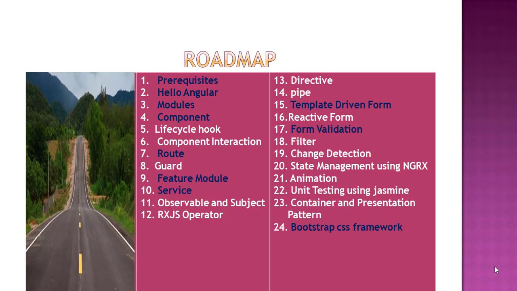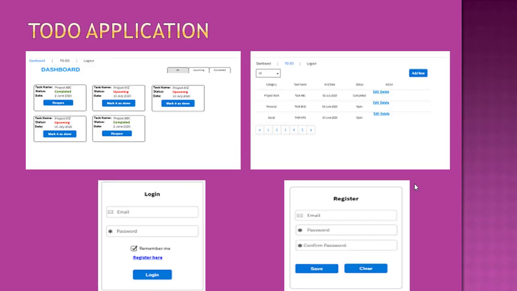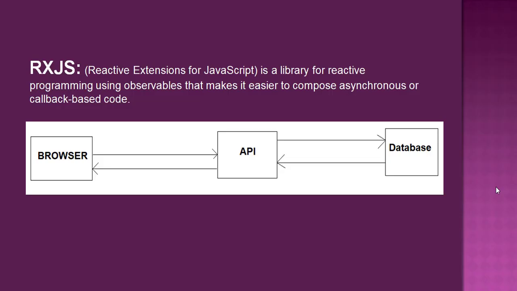So these are the topics we are going to cover in this complete video series, and today we will talk about RXJS and Observable. This is our to-do application which we are going to develop in this complete video series. So RXJS stands for Reactive Extension for JavaScript. It's a library for reactive programming using Observable, and it helps us with asynchronous programming and callback-based code.